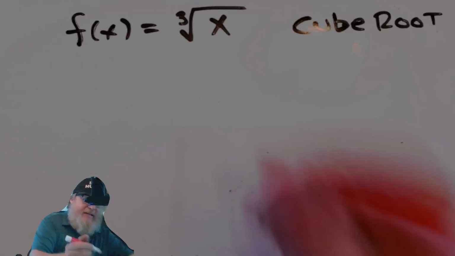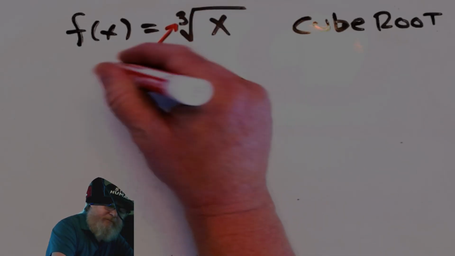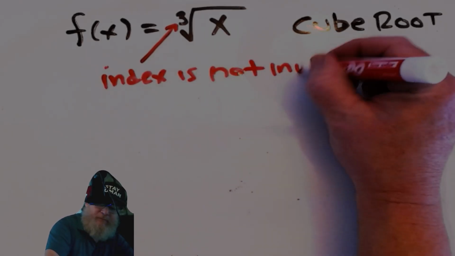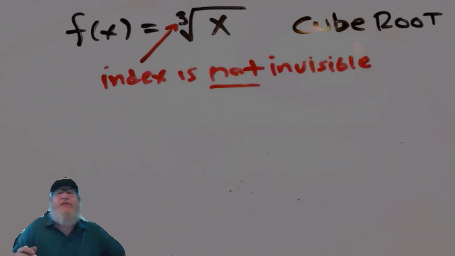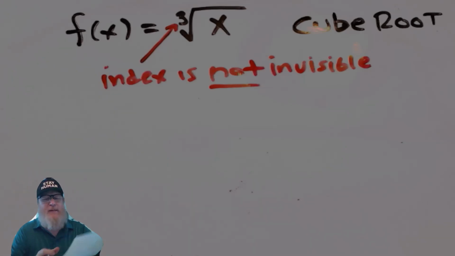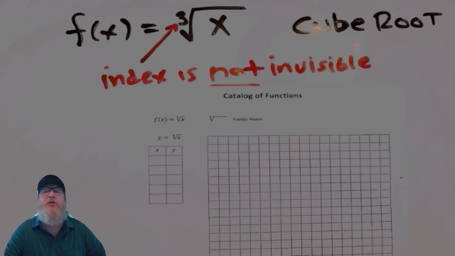Now this time the index is never invisible. Yeah, we wouldn't do that to you. We wouldn't say, sometimes it's an invisible 2 and other times it's an invisible 3. That would be cruel and unusual, and so we will not do that. So this is the little cube, or the cube root.